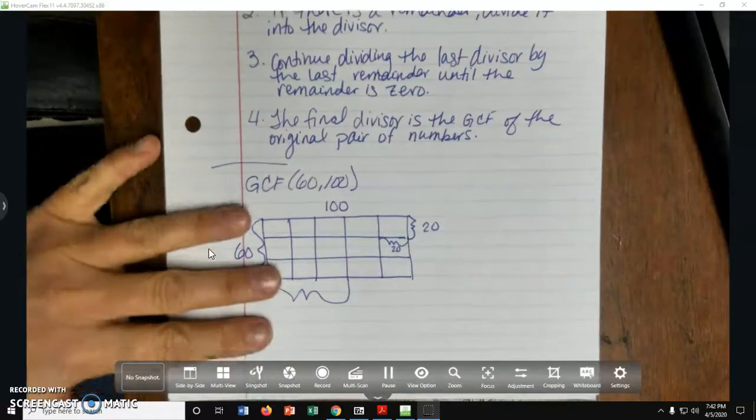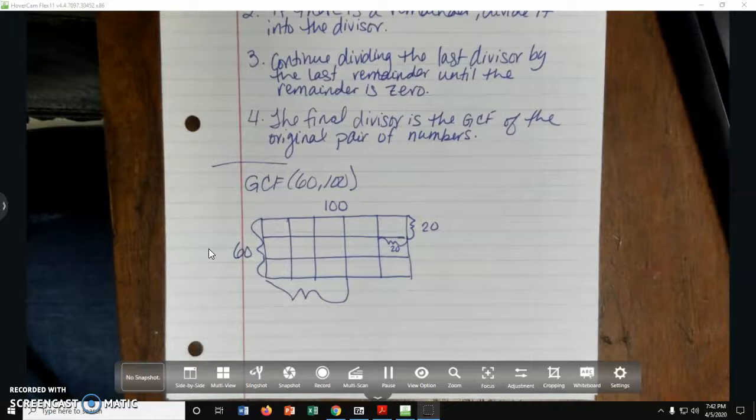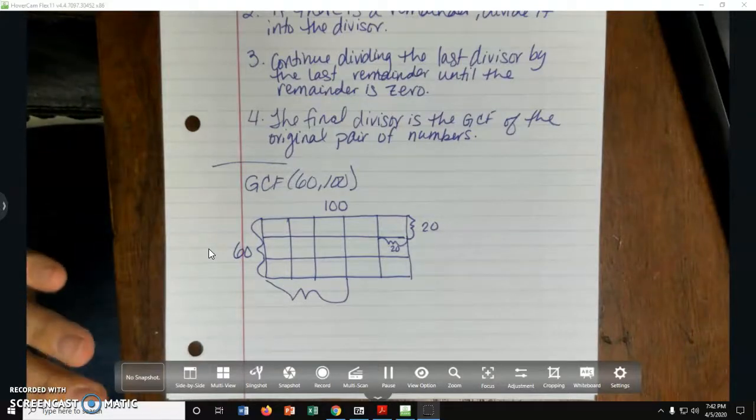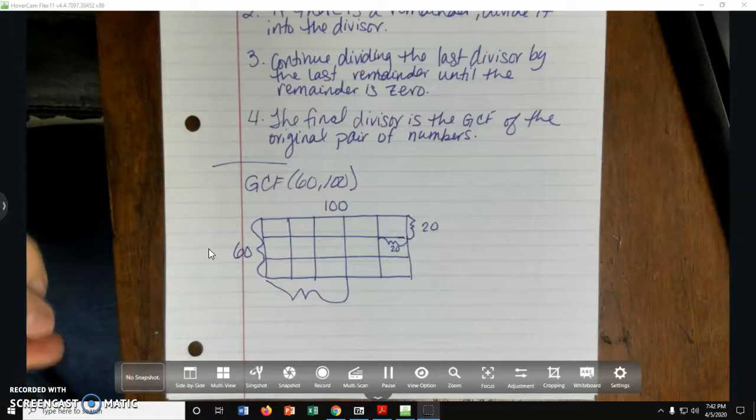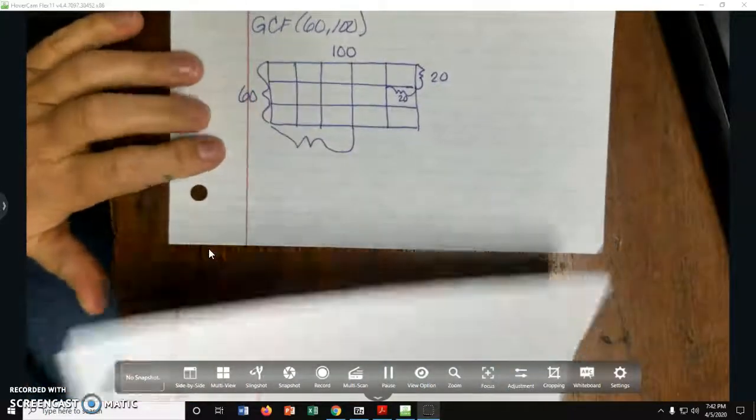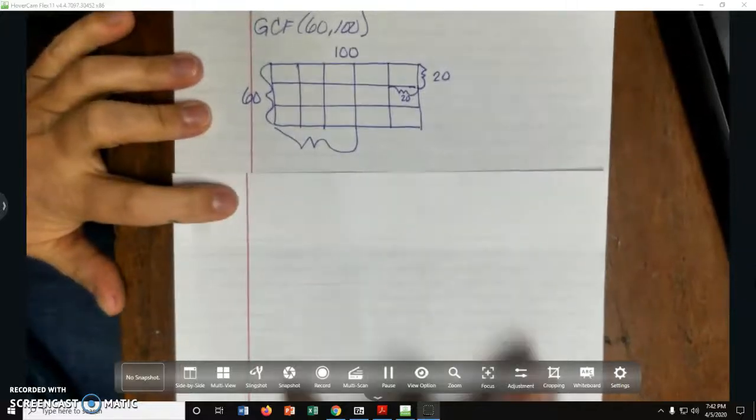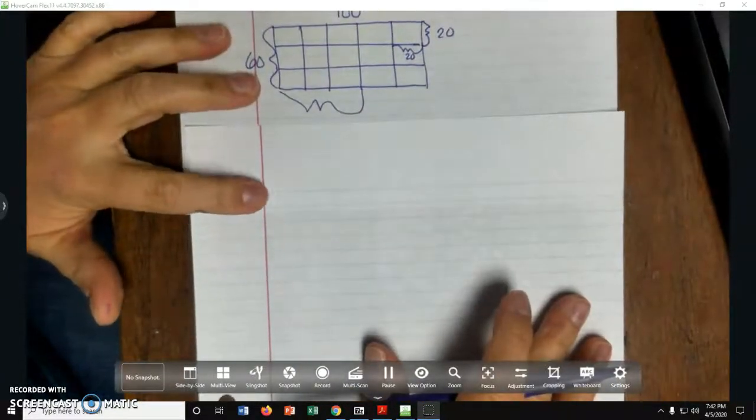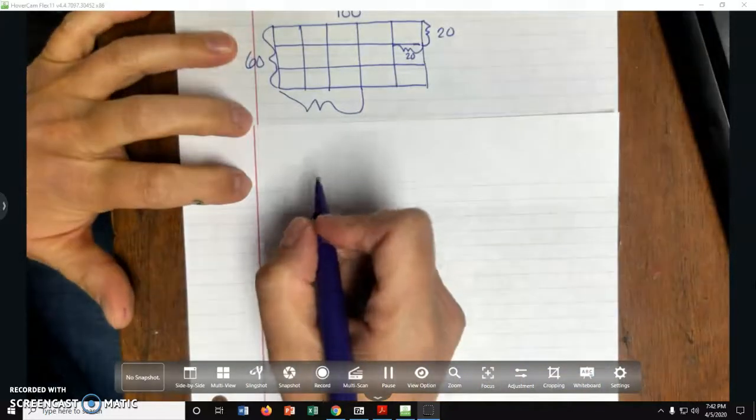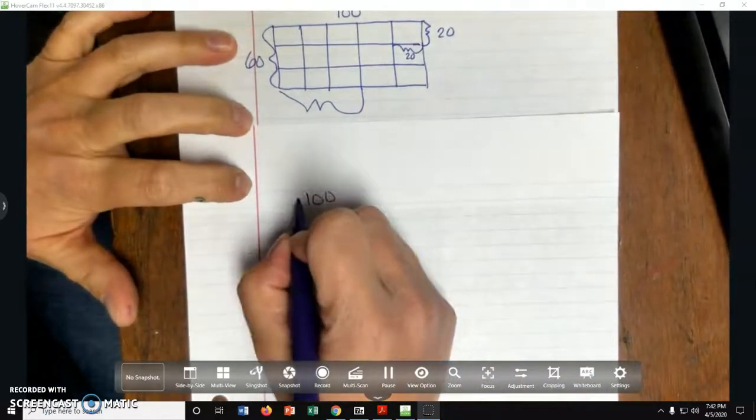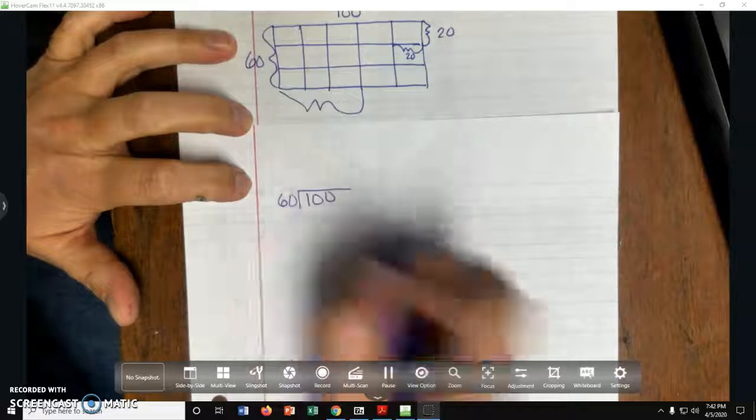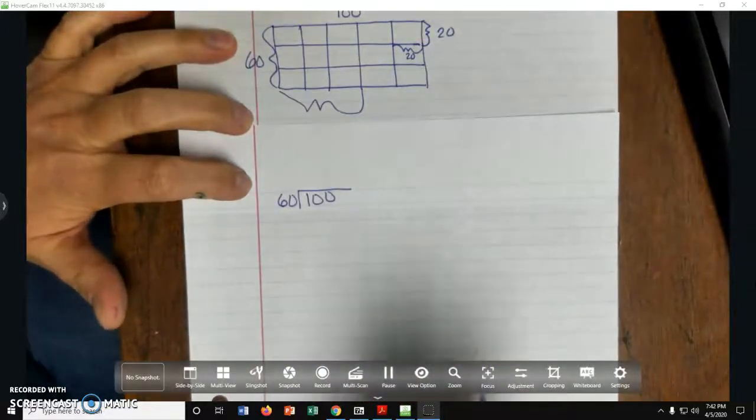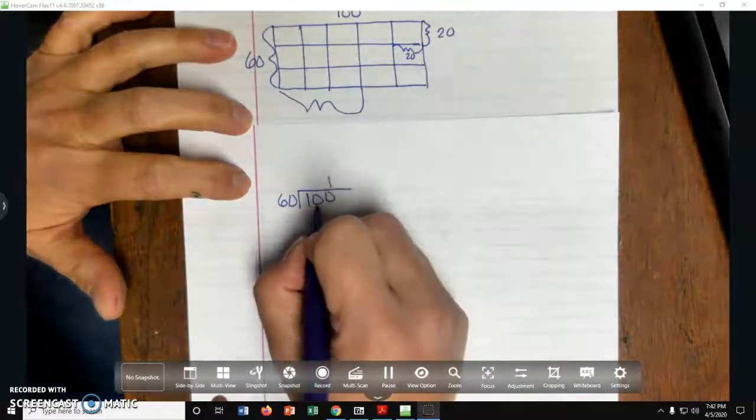I promise it'll make more sense as we keep going through. I know some of you are like, wait a minute, what? But we're going to show it and do it. So here we go. Let's go ahead and start with the Euclidean algorithm. I'm going to keep this there so we can have that for reference. So the first thing we want to do is step number 1: divide the larger of the two numbers by the smaller one. Okay, so 60 goes into 100 one time.